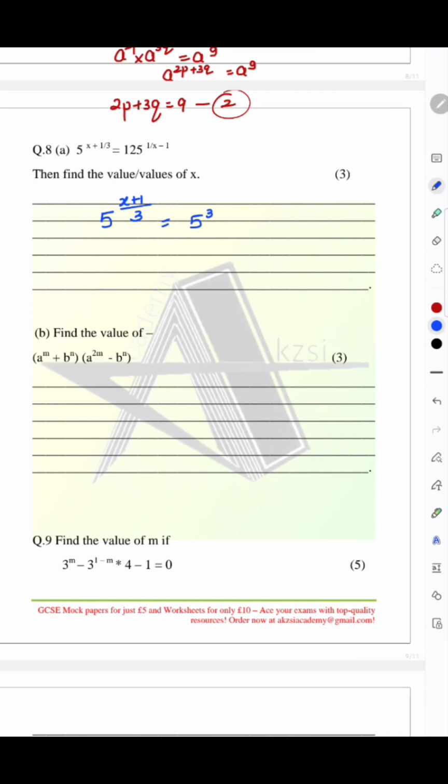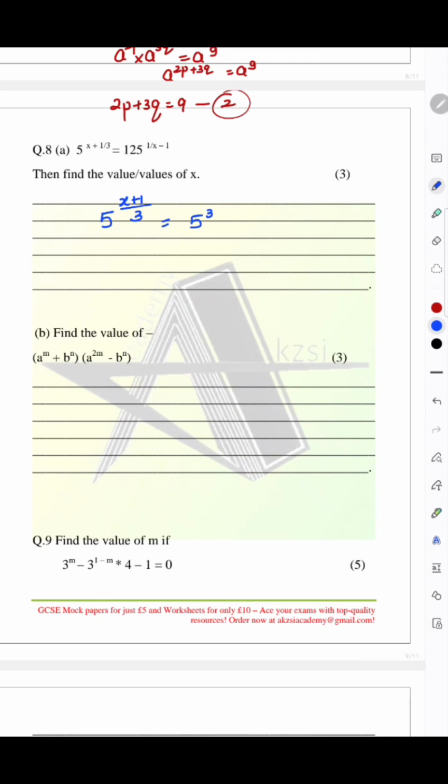I always say, as you have seen from the beginning, that if one side is in its simplest form, 5 to the power of something, and the other side is in a different form, just try to convert it into the form which has a base number that is a prime number. 5 is a prime number, 25 is not a prime number. So obviously I'll try to change 25 into a form of 5 to the power of something.